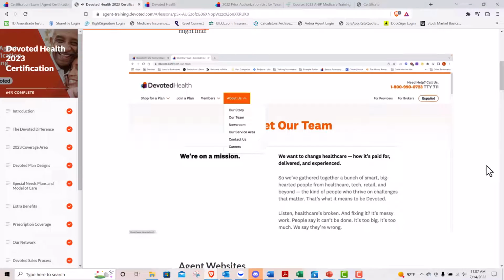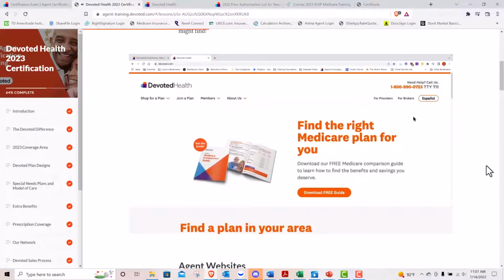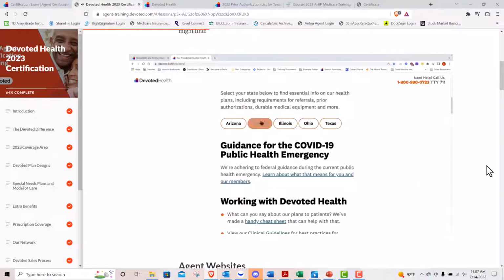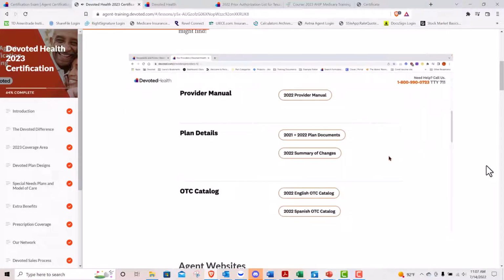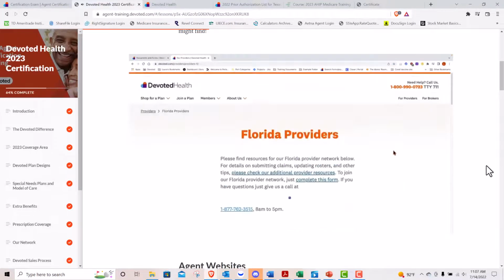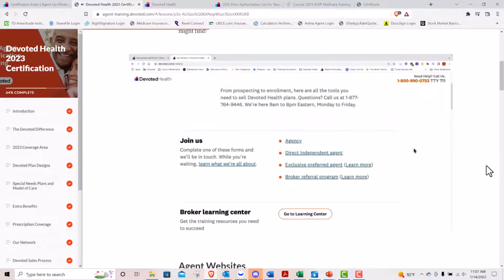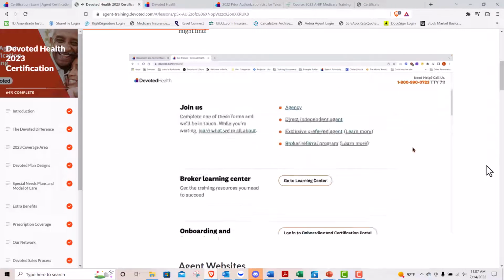If you ever want to just go back to the homepage, you can always just click the heart, and that'll always take you home. On the right-hand side here, you can find more information for our providers here. Just click into a state, you can find quick reference guides, manuals, again, OTC catalogs, referral lists. And the For Brokers section has more information here as well for our broker agents, and you'll find the most information right in your agent portal as well.